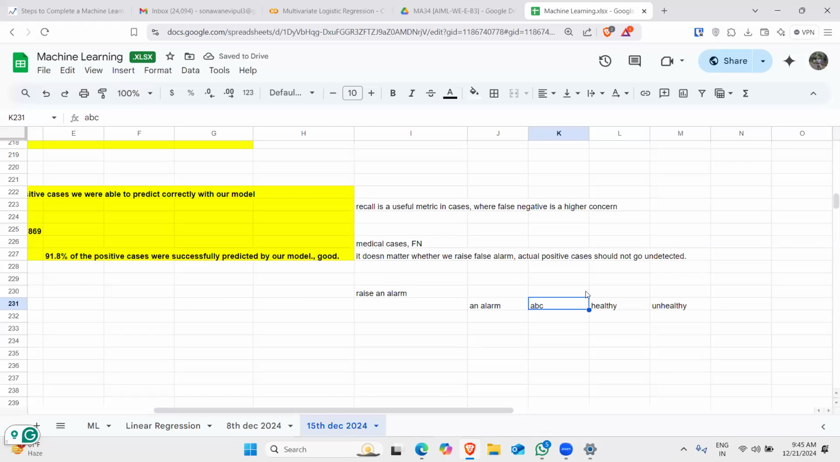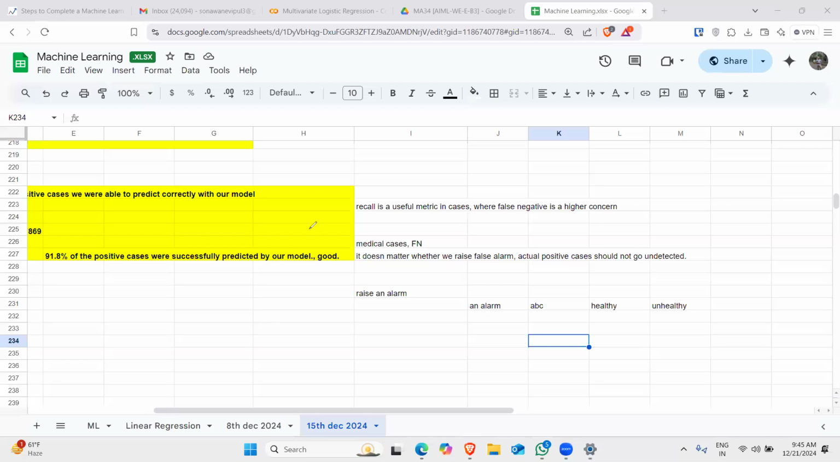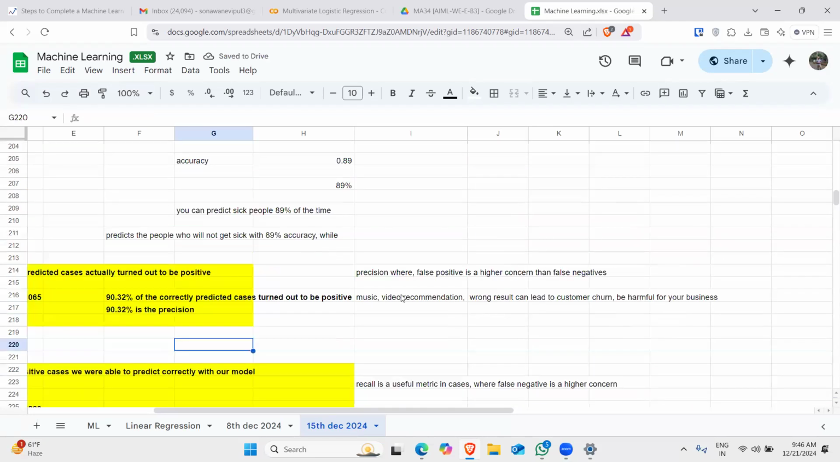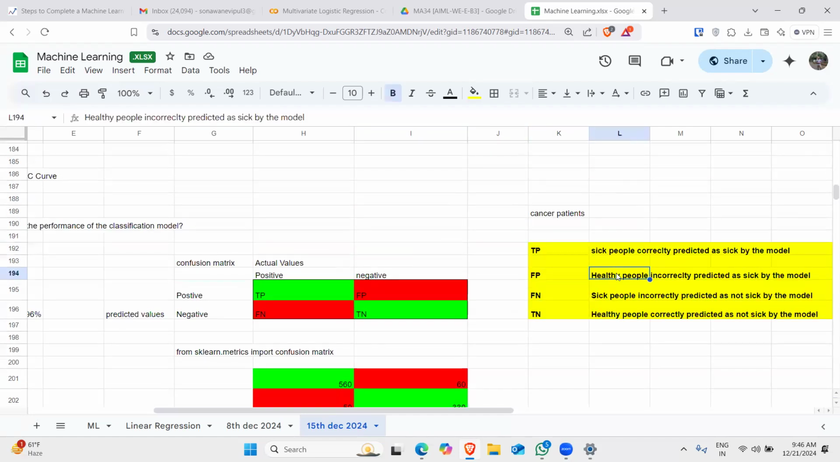Because anyway, if we check this again, this is just a model, right? The model has predicted this person, or a doctor will physically check this person and we can conclude that this is healthy. But we should not miss that person who is unhealthy, and we have marked them as healthy, right? That is a false negative. So recall is important in that case. Precision is important in the false positive case. What is a false positive? Healthy people are incorrectly predicted as sick by the model.